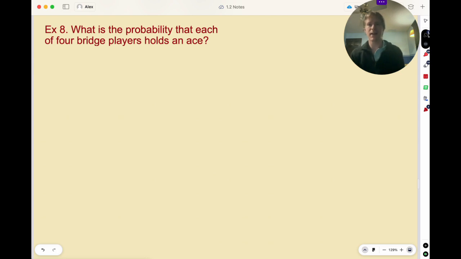All right, so this last example of the chapter says, what is the probability that each of four bridge players holds an ace? I'm not assuming that you know how the game of bridge works, but the idea is that you have a table and you and your partner are sitting across from each other, and the opponent and their partner are sitting across from each other like that. Then the cards are distributed evenly so that this person has 13, this person has 13, this person has 13, and this person has 13.